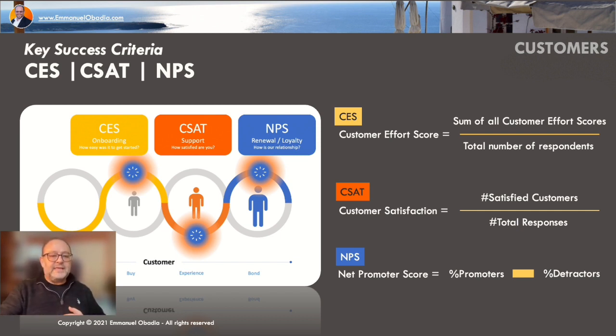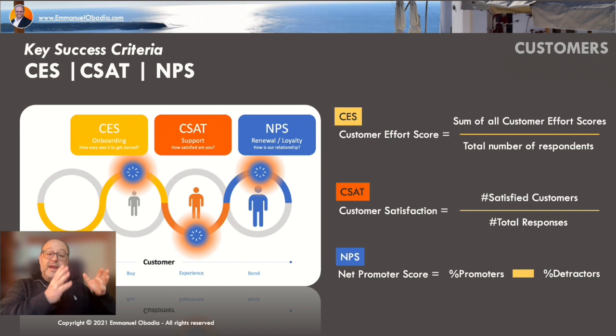Let's look at customer satisfaction. Your CSAT scores range from 0 to 100 as well. To calculate your score, take the number of satisfied customers, those who rated you 4 or 5, a little bit like when you're on an e-commerce site, 4 or 5 stars, and divide by the total number of responses. For example, if 62 of your 100 responses have a rating of 4 or 5 stars, your score would be 62.